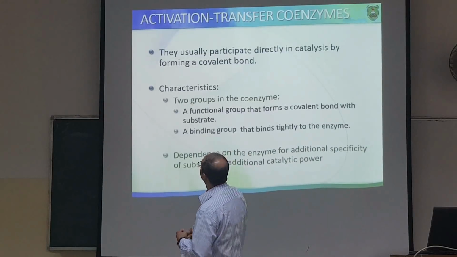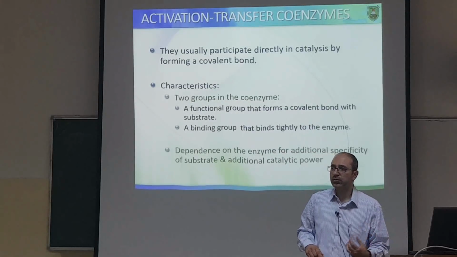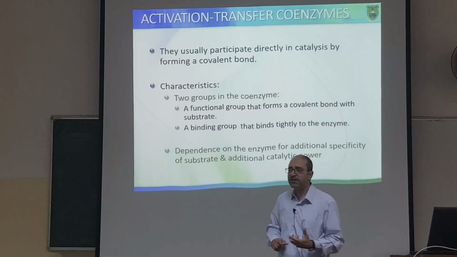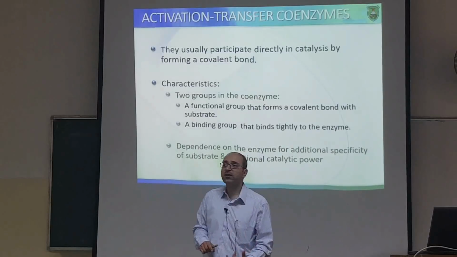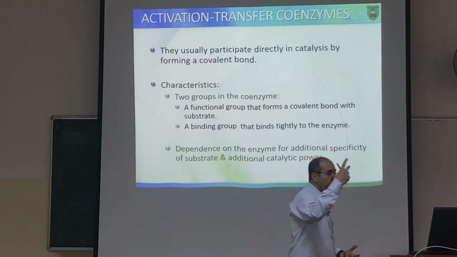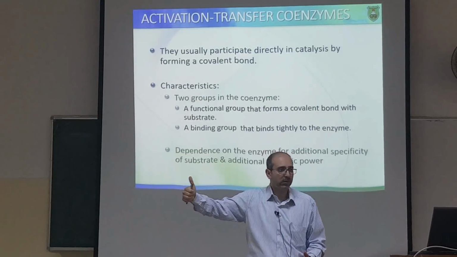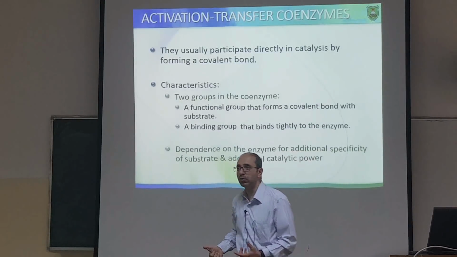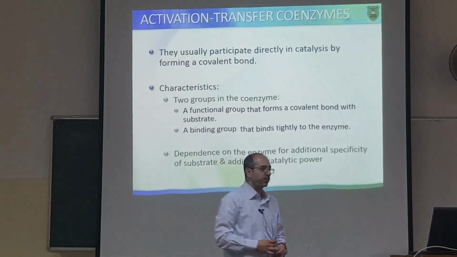We have activation transfer coenzymes, what they do is transfer groups from one molecule to another, and we also have oxidation reduction. In activation transfer groups, they can participate with the enzyme, they can be covalently linked with the substrate. Okay? And they have two groups. One of them is a binding group, it binds with the enzyme, or it can also bind with the substrate. The functional group is the group that does the reaction, that helps in catalyzing the reaction.